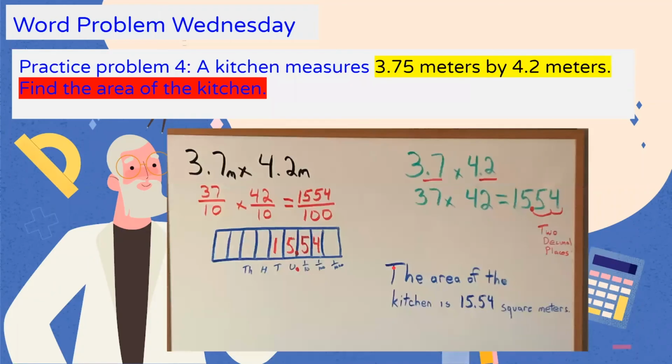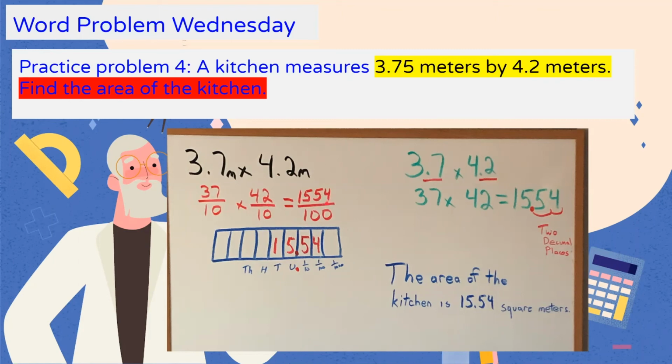Moving on. The next problem. A kitchen measures 3.75 meters by 4.2 meters. And we have to find the area of the kitchen. Well, we know area is length times width. And so all we have to do is multiply our 3.75 meters by 4.2 meters. And again, we can take 3.7 meters multiplied by 4.2. If you want to change them to fractions, it's 37 tenths multiplied by 42 tenths. And that gives us a total of 1,554 100ths.